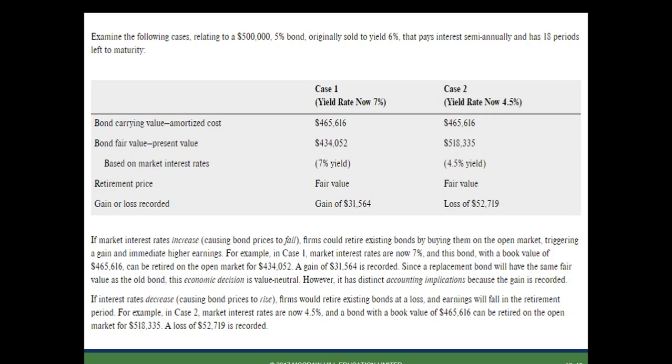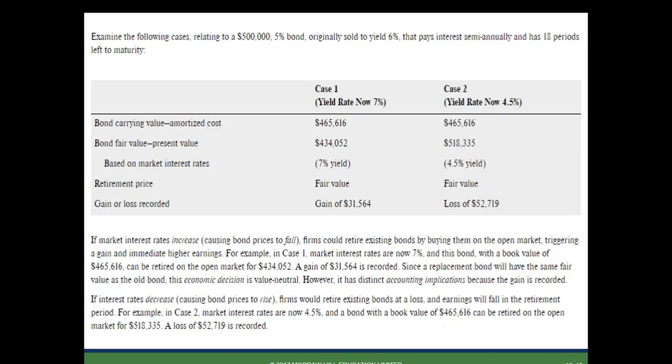So you can see case 1 and case 2, where we have those two different yield rates. In case 1, it is now 7%, and in case 2, it has fallen to 4.5%. So we can see the bond carrying value at the amortized cost, at the present value. Based on the market interest rate, we calculate the retirement price based on that fair value and record a gain or a loss. So you can see where that yield rate increased from 6 to 7%, we have a gain of $31,564, but where that yield rate has decreased, we're going to have to record a loss.